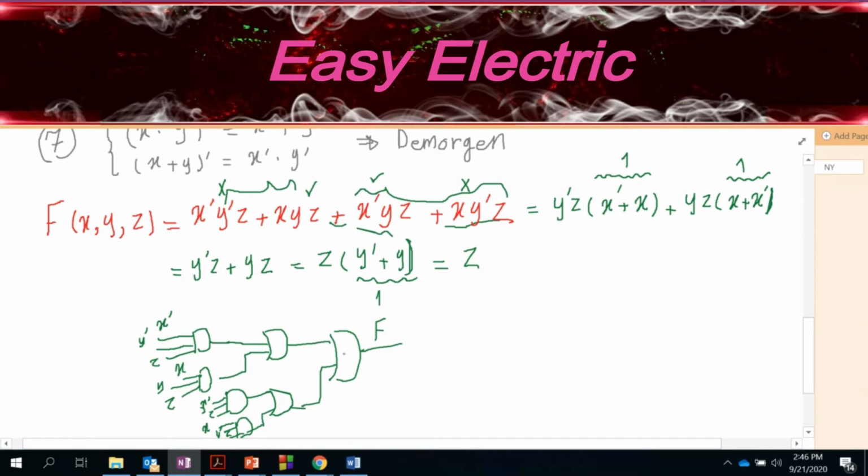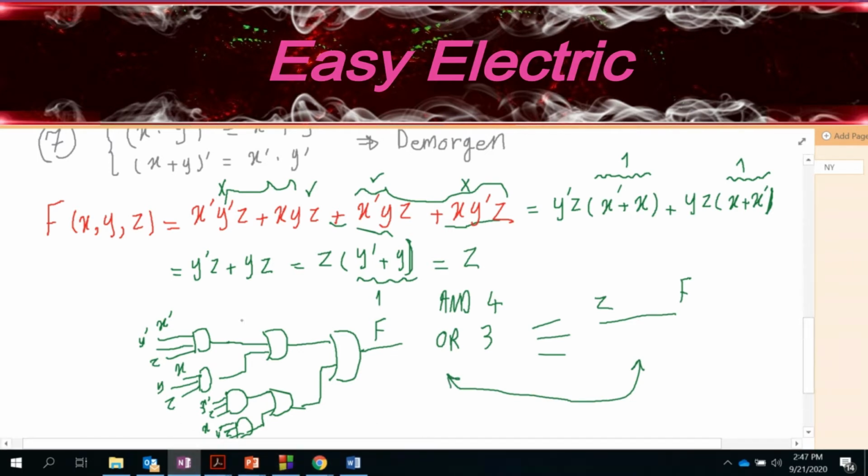So how many ANDs do I need? 1, 2, 3, 4. Four three-input ANDs, and how many ORs? 1, 2, 3. So you need 4 ANDs and 3 ORs. What I'm telling you is that after I simplify, this is equal to this. If you just have one input and put the z, it's equal to f. So these two circuits are doing exactly the same thing.